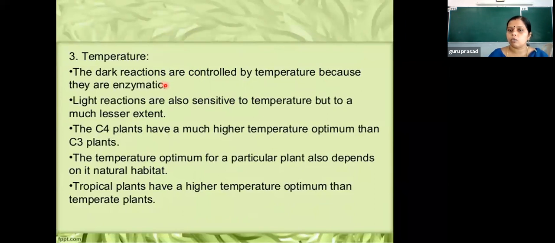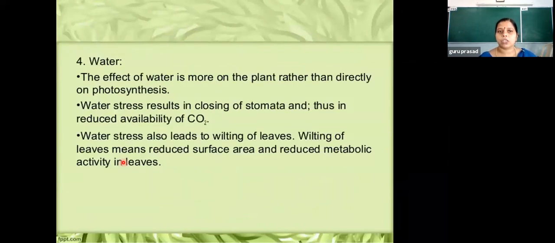Major enzymes are involved in this. Okay, next. C4 plants have a higher temperature optimum than C3 plants because they have a special type of cells called bundle sheath cells, which have resistance to high temperature. Next, water may also act as a what? Limiting factor. Okay, so this is the very lowest limiting factor.